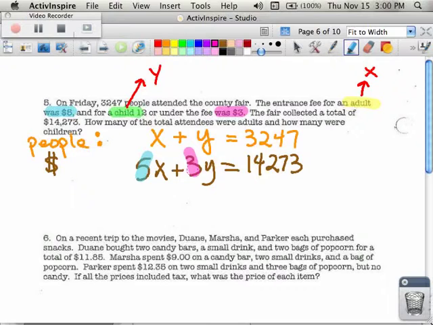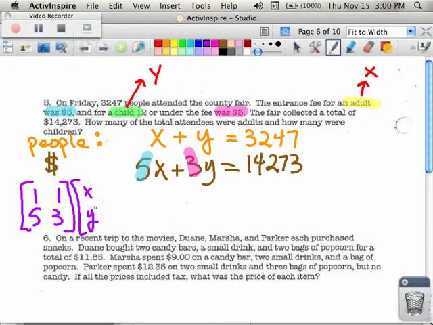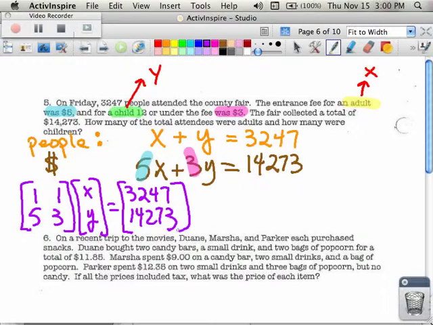At this point, once we have our two equations, we can set it up just like we've done in the past. All you have to do is write your matrices. So the matrices would be 1 from the 1x, 1 from the 1y, 5 from the 5x, and 3 from the 3y. Don't forget you always have your variable matrix. And that's equal to what sometimes people call the solution matrix, but it's not. It's just the constants that are on the other side. So 3247 and 14,273.